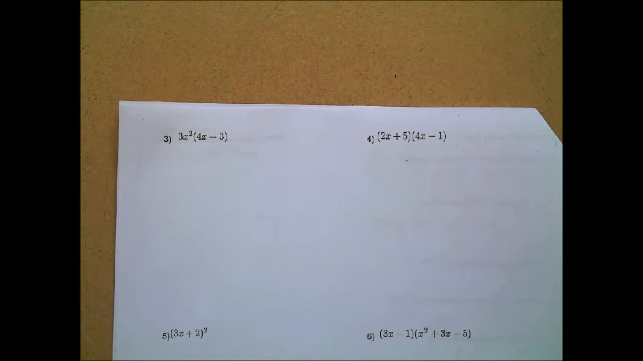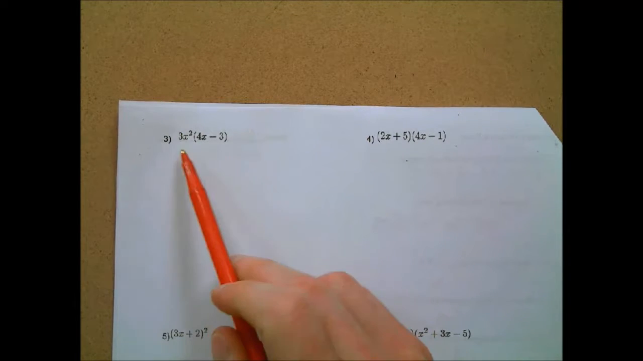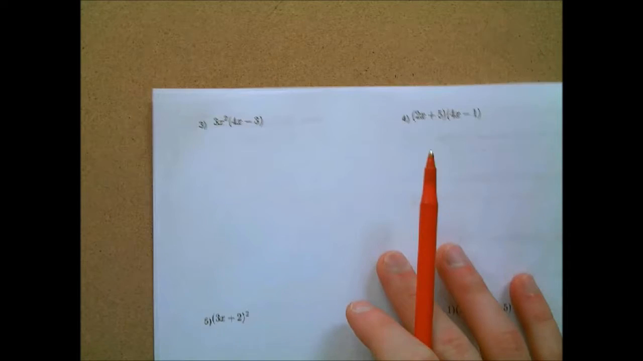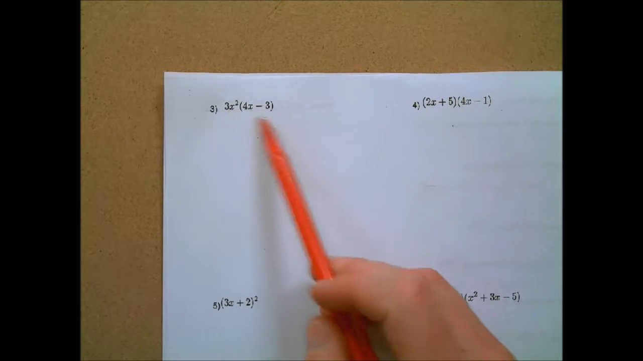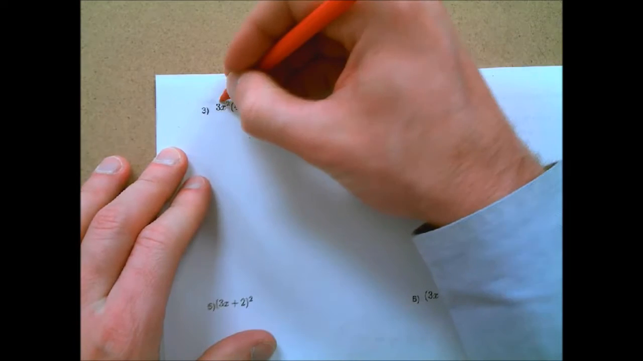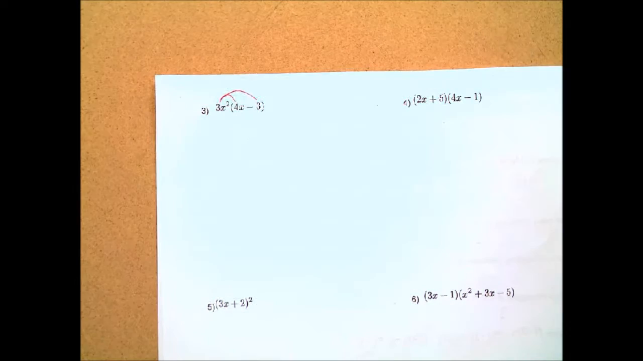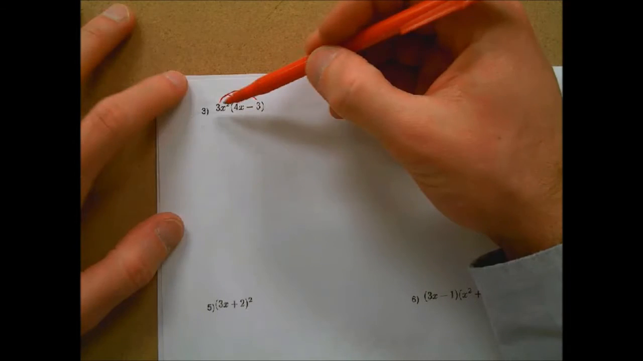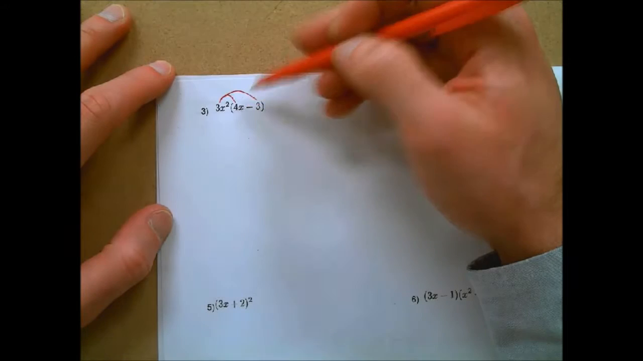Matt T, how do we multiply something like this? What are we supposed to do? Distribute, right. So 3x squared times 4x, 3x squared times minus 3. Okay? Matt, what will it be? We do 3x squared times 4x. What's that going to give us? 12x to the 3rd. Good.